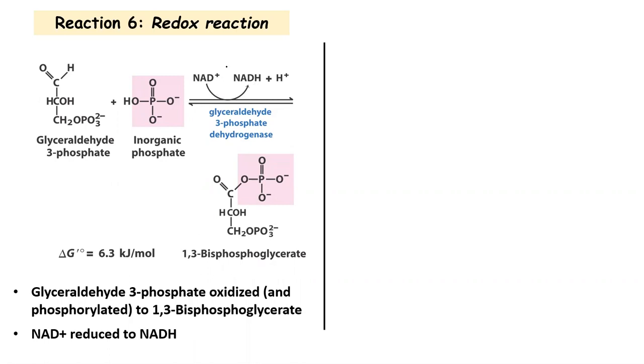is that we're going to add 2 electrons as well as 1 hydrogen ion, and the other hydrogen ion will be released into solution. This reaction is actually also a phosphorylation reaction because we're adding a phosphate to our carbon-based molecule.